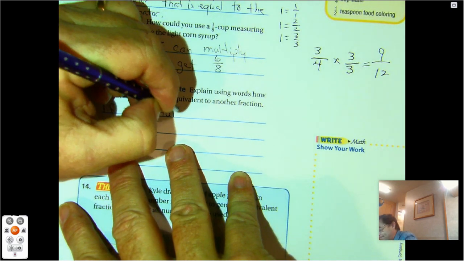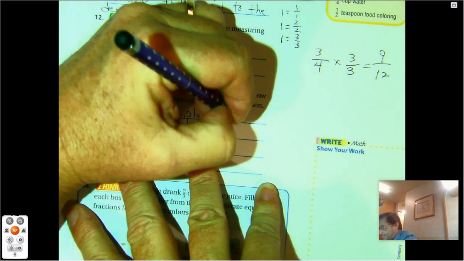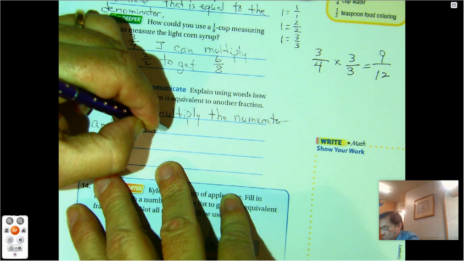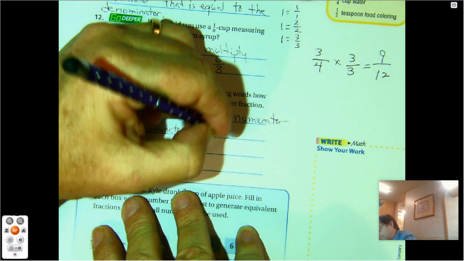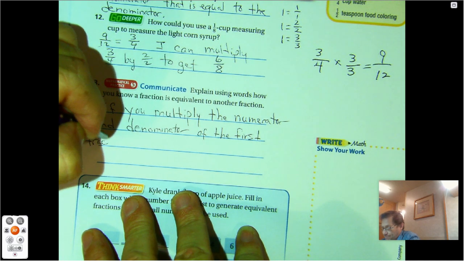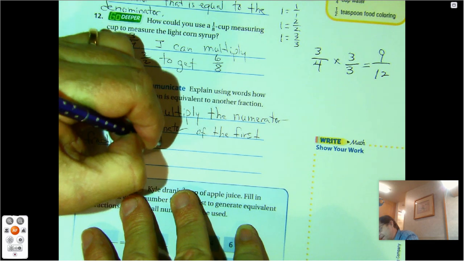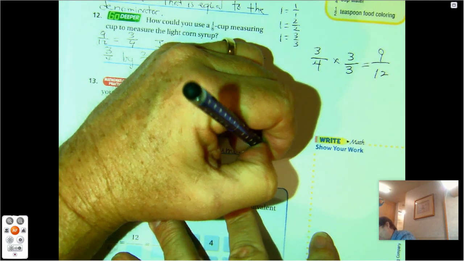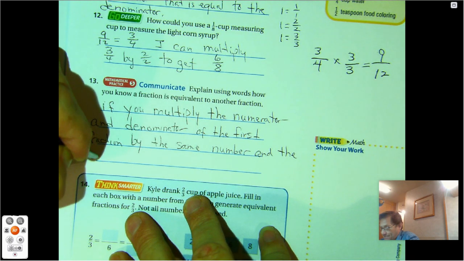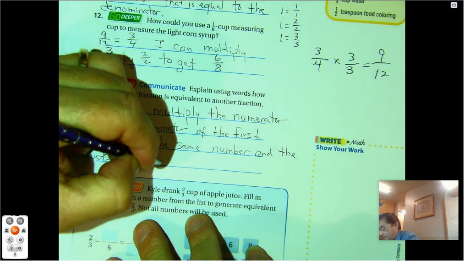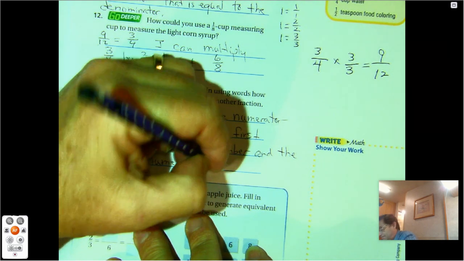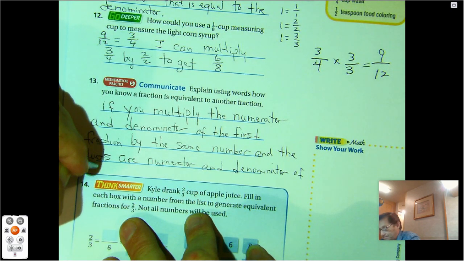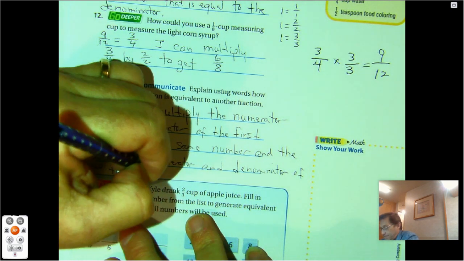Multiply the numerator and denominator by the same number, and the products are the numerator and denominator of the second fraction, the fractions are equivalent.